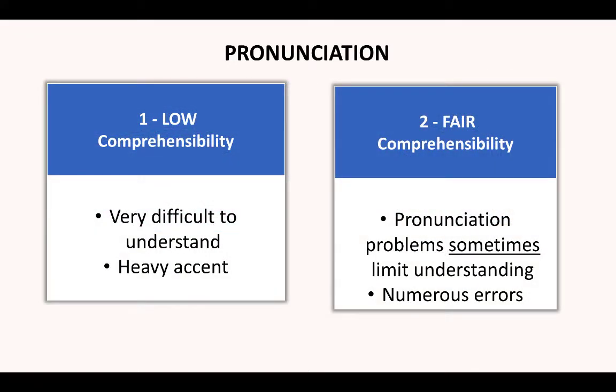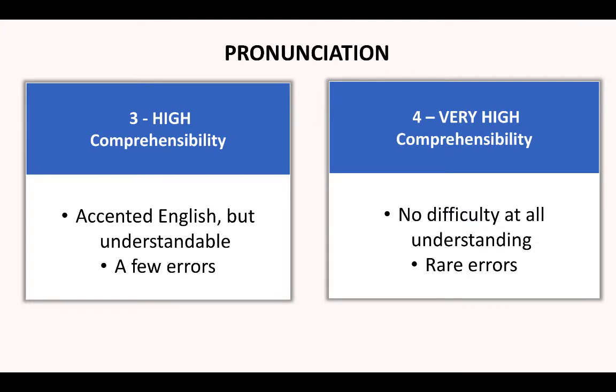So with pronunciation, 1, low comprehensibility would include students who are very difficult to understand, having a heavy accent. 2, fair comprehensibility, where the pronunciation problem sometimes limits your understanding and they make numerous errors. Or 3, high comprehensibility. It's accented English, of course, but they're understandable with a few errors. But 4 is very high comprehensibility, where you have no difficulty at all understanding them, and they make rare or no errors.